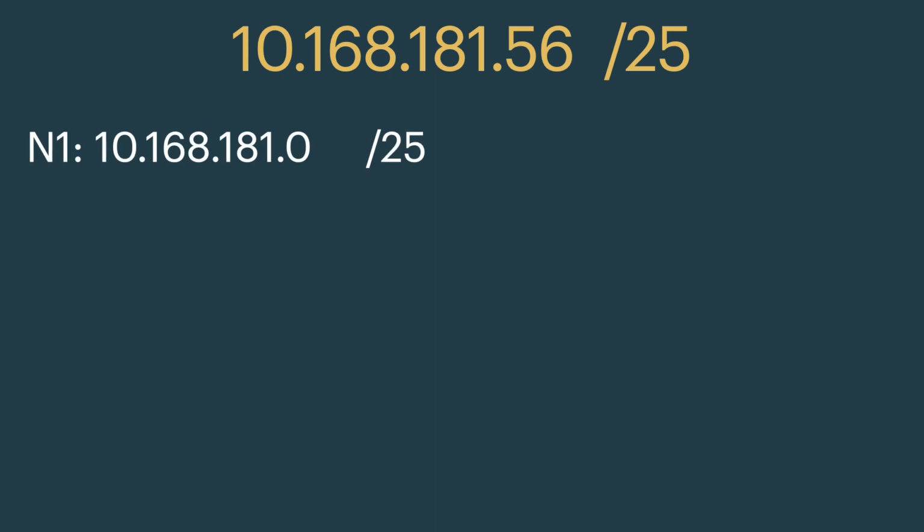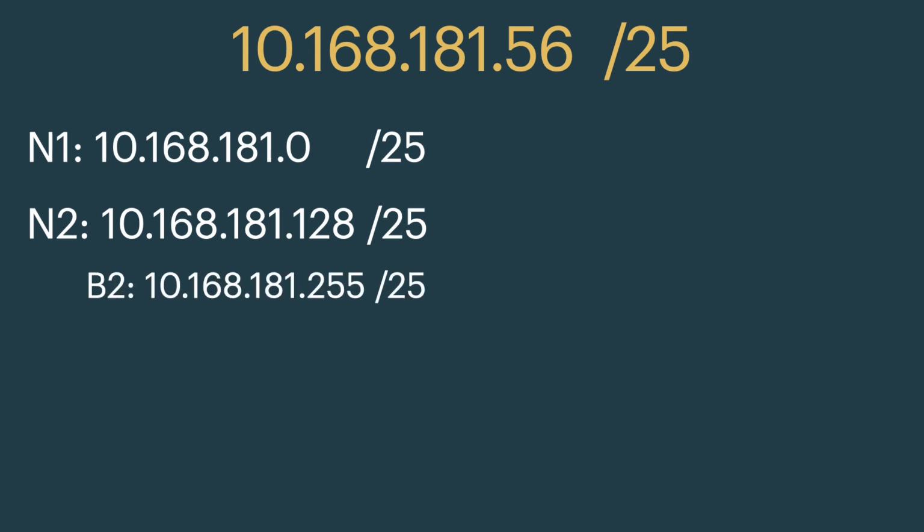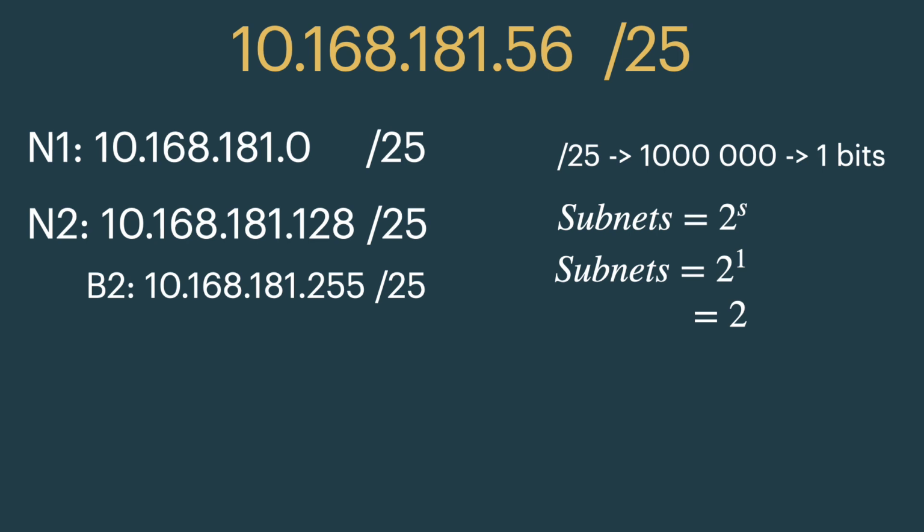And I will show you the theory behind it. So we have the first network address, the second one, and the last is the broadcast, of course. So /25 has 1 bit. So we need to find how many subnets we're going to have. As you can see, we're going to have 2 subnets. And we know 0 to 255 is the options that we have. So 256 options divided by 2 is going to give us 128. So we're going to use 128 to find the next baseline of the network.